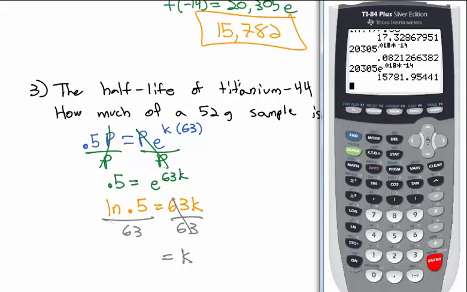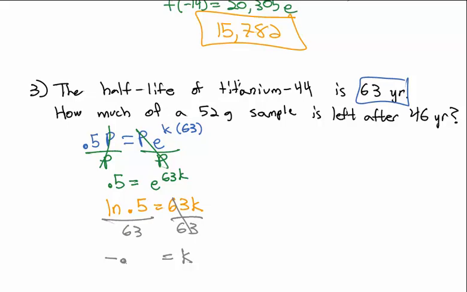Our calculator then can tell us what the natural log of 0.5, close the parentheses, divided by 63, hit enter, is negative 0.011. The constant is negative 0.011, sorry. This is the decay constant that corresponds with a 63-year half-life. Now that we know that, we're ready to answer the question that's actually asked of us.